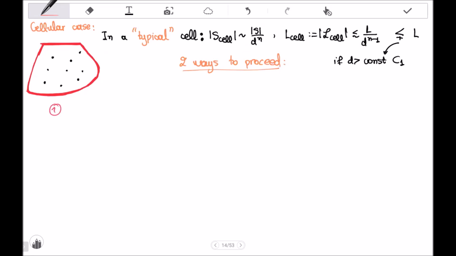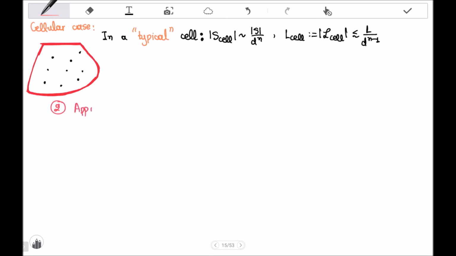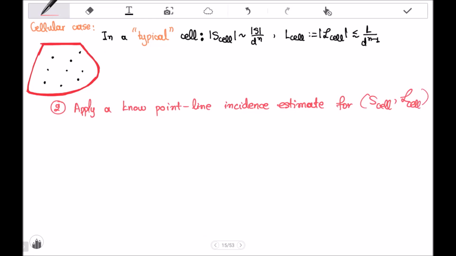So one, as we said, is to do induction on the number of lines in that cell. So work in the cell by induction on the number of lines. So we can apply an inductive hypothesis in the cell perhaps. And the second way is to just apply a known estimate. If the induction doesn't close, we should do something else. Another thing we can do is apply a known point-line incidence estimate in the cell. In other words, for the points that live in that cell, which are of course incident to the lines crossing that cell. Okay. So we'll see how each case can help.